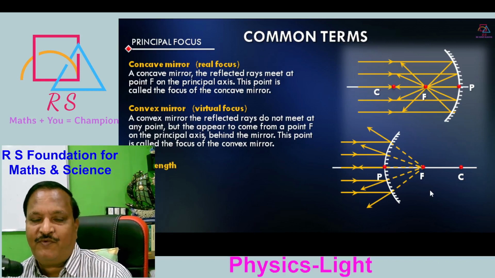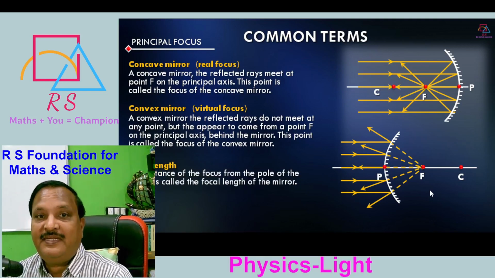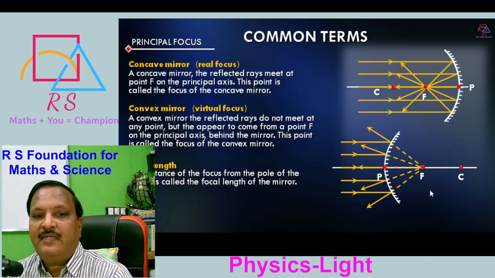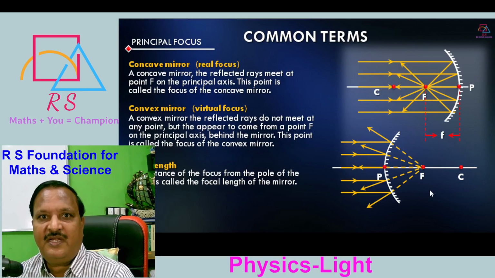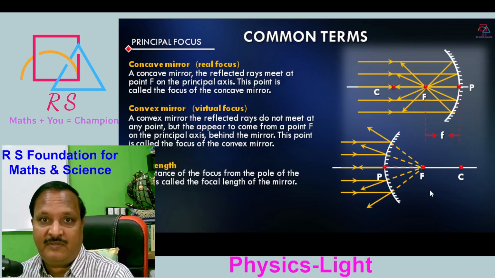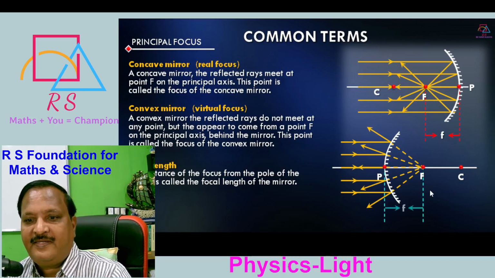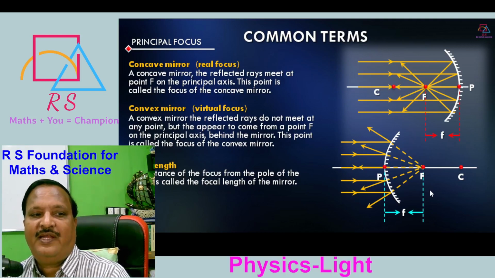One more point is focal length. For every mirror there will be a focal length. The focal length is nothing but the distance between the pole and the focus. Every mirror has a focal length. How do you measure it? You have to find the focus first, and then measure the distance between the focus and the pole. You do this in the lab also. All schools have labs, and it is very easy. Every student should be able to find the focus on the principal axis and the focal length of the mirror. For a convex mirror it is the same: the distance between the pole and the focus is the focal length.